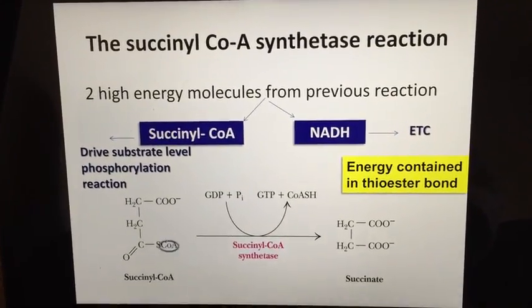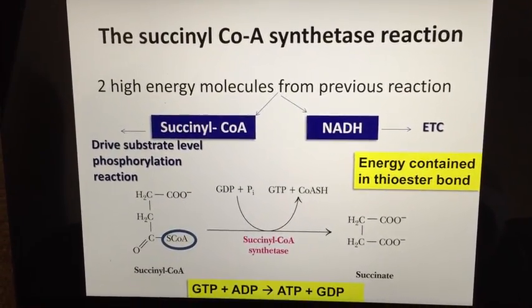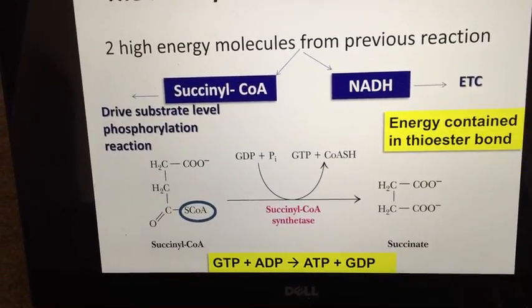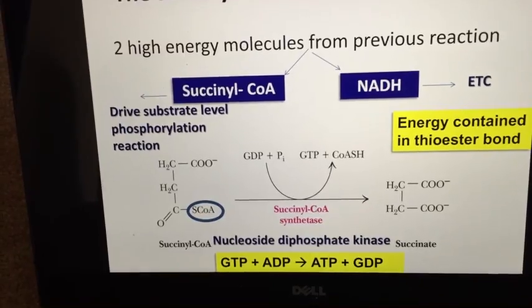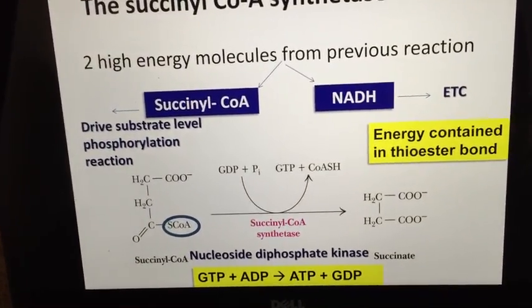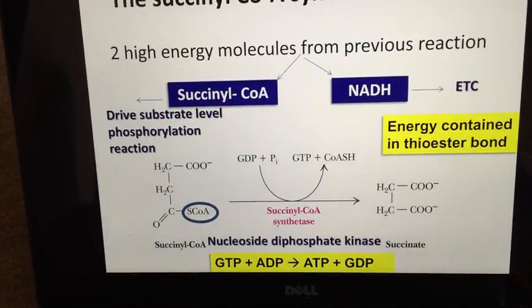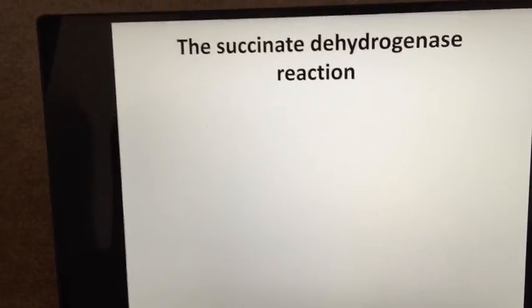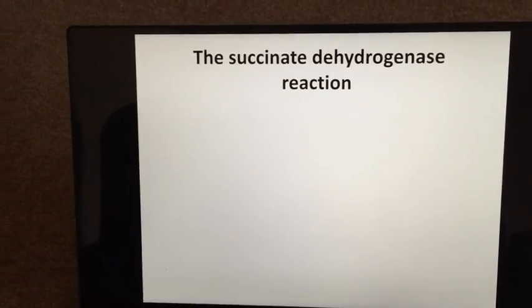So we said the energy is contained in the thioester bond. Then, in a side reaction, GTP can be converted to ATP by the enzyme nucleoside diphosphate kinase. So once that GTP is formed, it can be converted to ATP. And of course, ATP can go on to the electron transport chain. Well, it doesn't have to, it's already there.